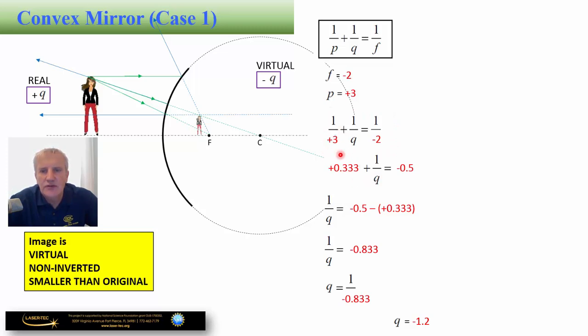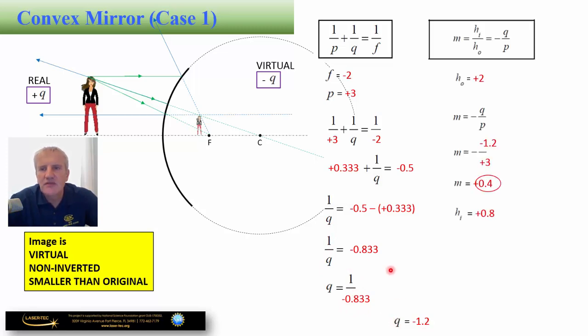We divide 1 over 3 to get plus 0.333. 1 half is equal to 0.5 with a negative sign. And then from here we extract the 1 over q, and then finally reciprocate to get the value for q of minus 1.2. The next step is to do the magnification calculation. So we're assuming that the original has a size of plus 2.